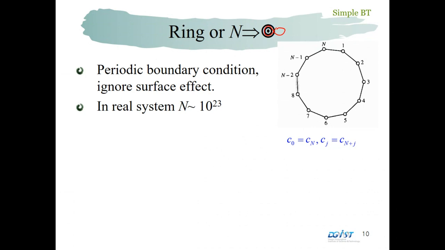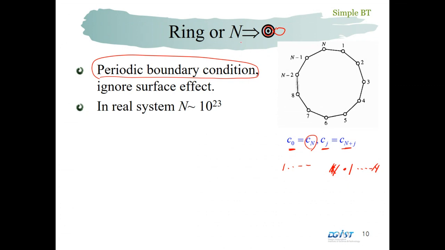So let's assume a one-dimensional chain in a ring, or we can send n to infinity, which is the periodic boundary condition. That means after the n-th atom, the next one is again 1, and so on, so you can form such rings. So we can define C0 to Cn, with the relation Cj equals Cn plus j. That's the meaning of the periodicity.